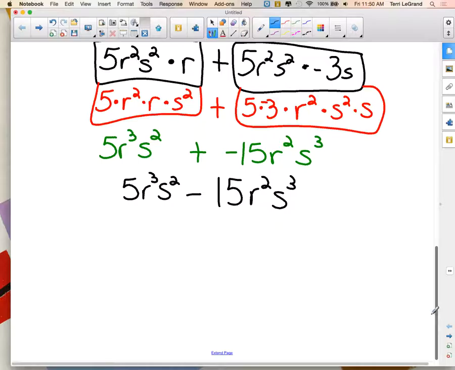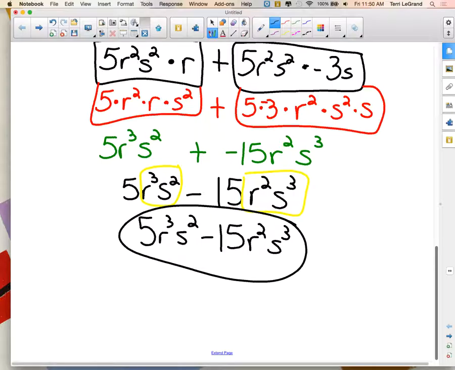Are r squared s cubed the same as r cubed s squared? In other words, you look at right here, this is where you look. You look at these parts right here, and are they exactly alike? No. They both have r's, they both have s's, they have some 2's, they have some 3's, but are they in the right location? No. So our final answer is going to be the 5r cubed s squared minus 15r squared s cubed. Don't get caught combining things that can't be combined, but then don't forget to combine things when they can be combined.